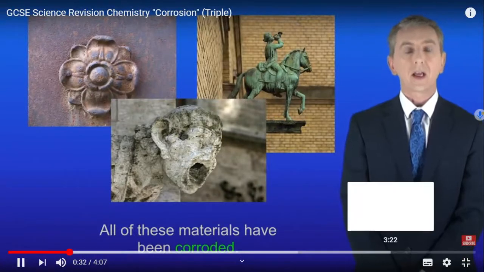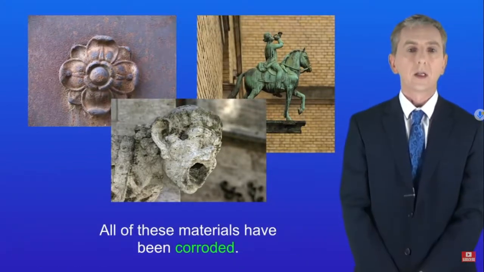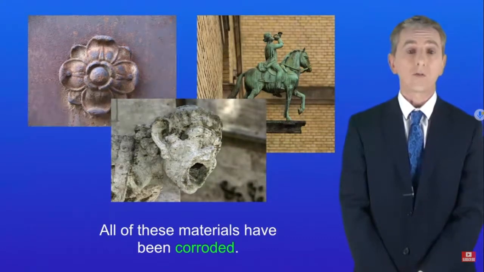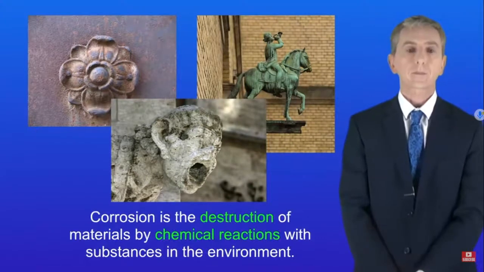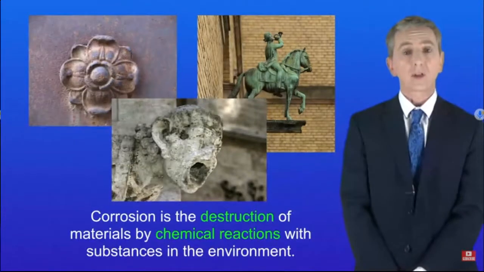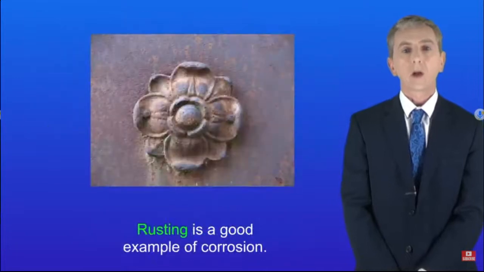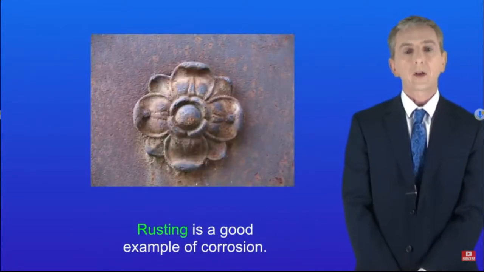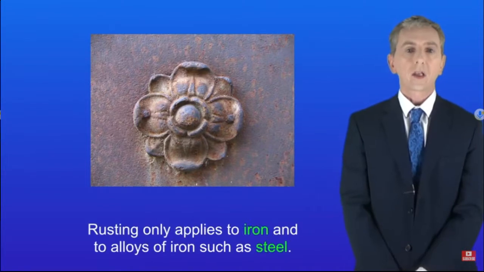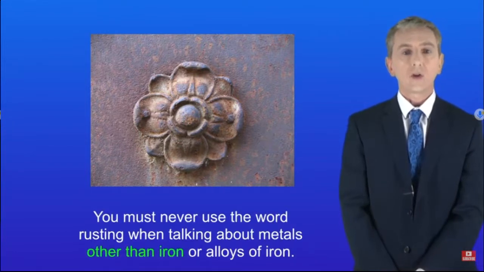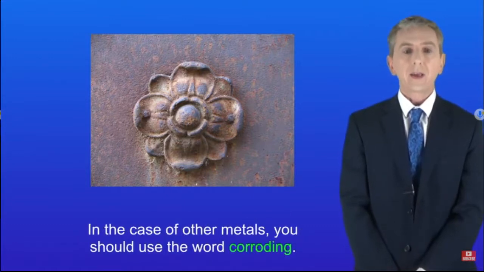...materials here. And in each case, you can see that the materials have been corroded. So we're going to start by looking at the definition of corrosion. And I'm showing you that here. Corrosion is the destruction of materials by chemical reactions with substances in the environment. Now, there are lots of different examples of corrosion, and a good example is rusting. The first thing you need to understand is that rusting only applies to iron and to alloys of iron such as steel. You must never use the word rusting when talking about metals other than iron or alloys of iron. In the case of other metals, you should use the word corroding.